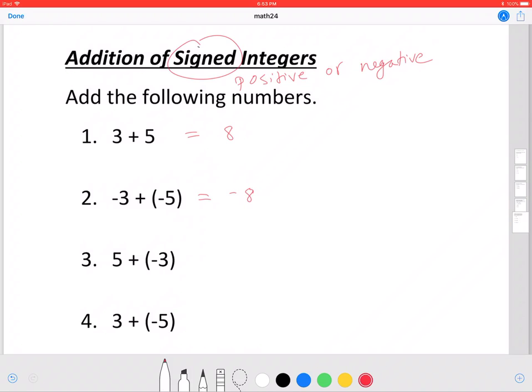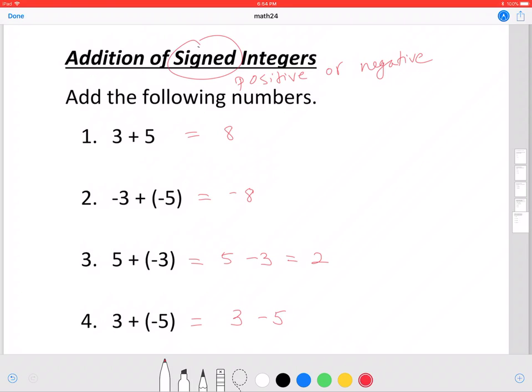Okay, number 3 and 4 are different. When we add two numbers with opposite sign, like problem 3, we have 5 and negative 3, we're actually subtracting. What we are actually doing here is the same as 5 subtract 3. And of course, we all know that that is positive 2. Number 4, it's actually 3 subtract 5.